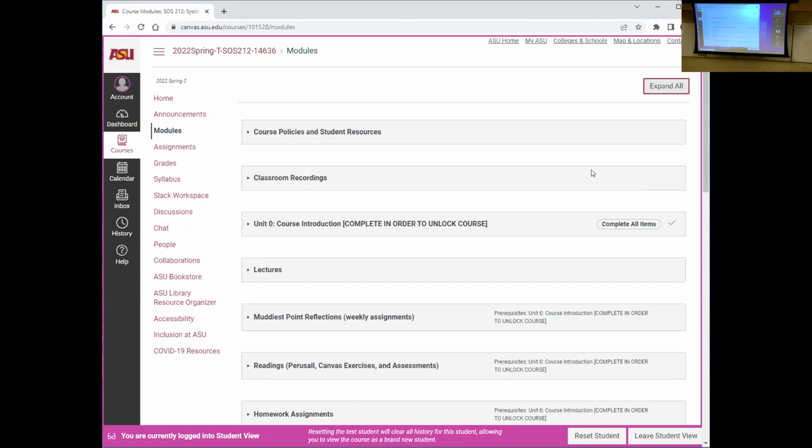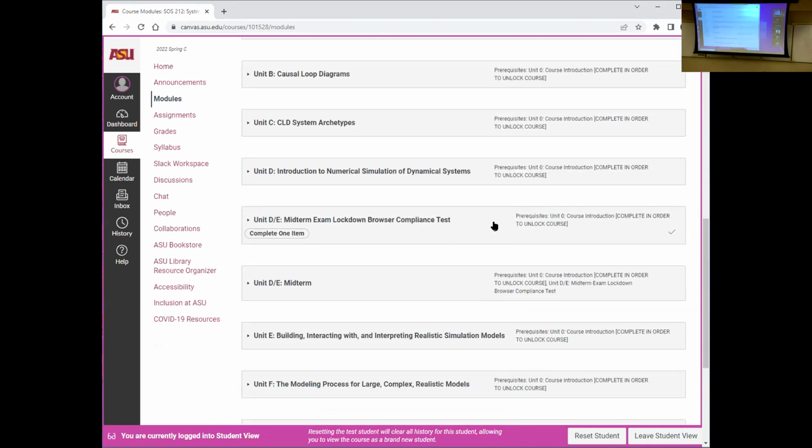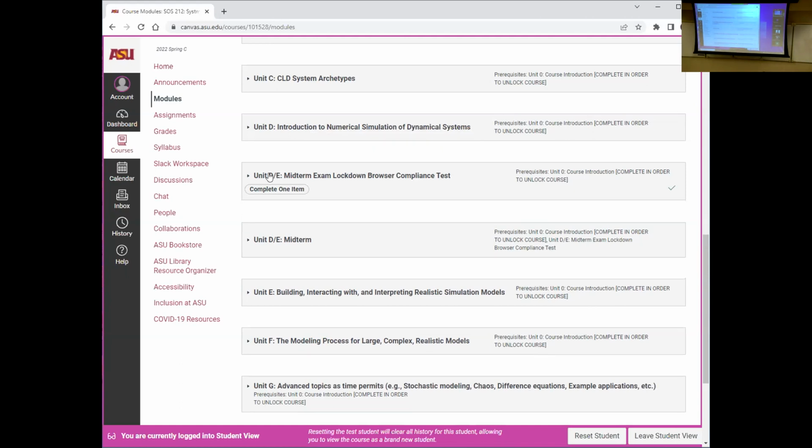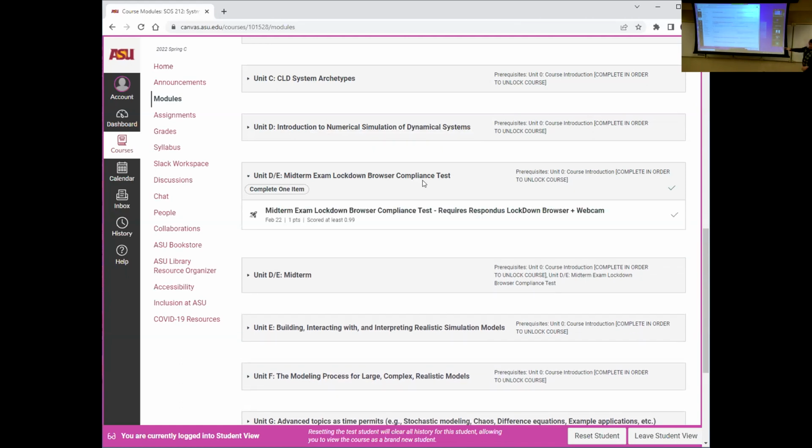And then if you scroll all the way down to in between, so we just finished Unit D. There's this one module here, Unit D/E, Midterm Lockdown Browser Compliance Test. Make sure you complete that ahead of the midterm for sure, but the sooner you complete it, the sooner you get access to the study materials inside the midterm unit. This little module just has a compliance test, which is like a 1-question test to just check this box, and it makes sure that all the technical difficulties that might come up with running Lockdown Browser are resolved.